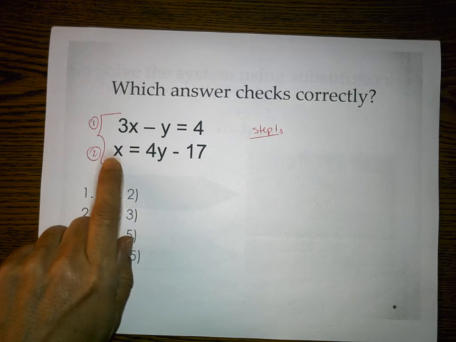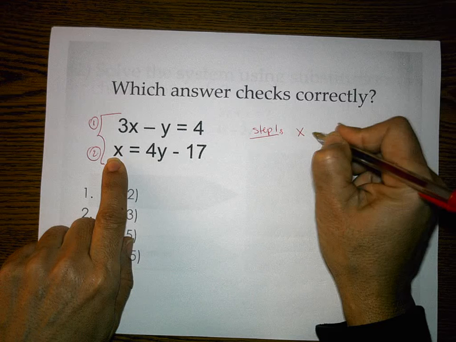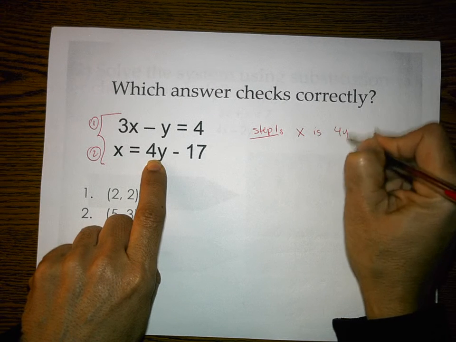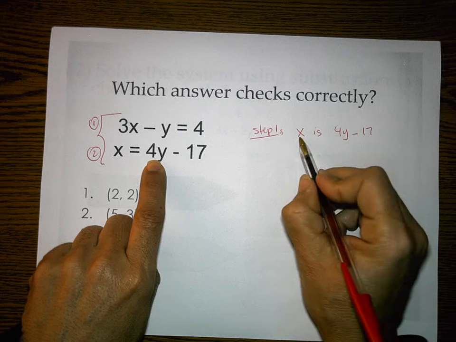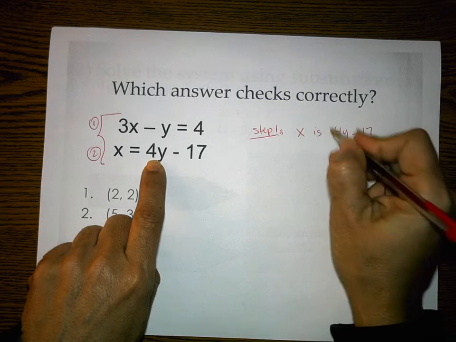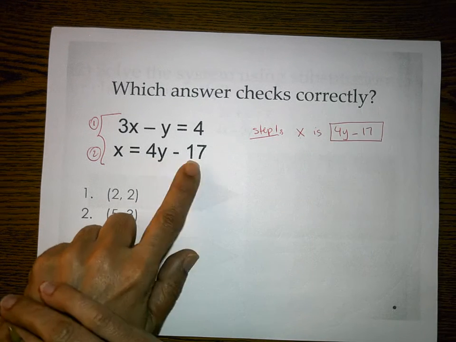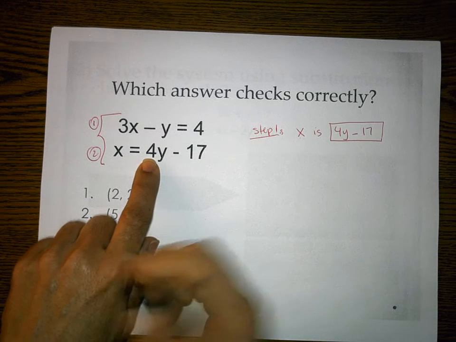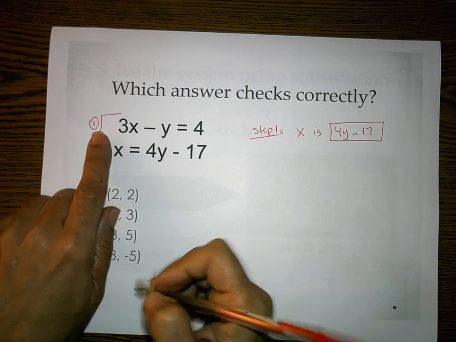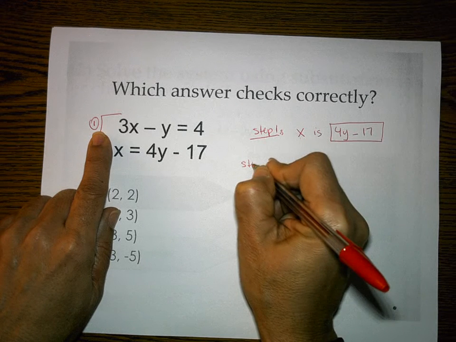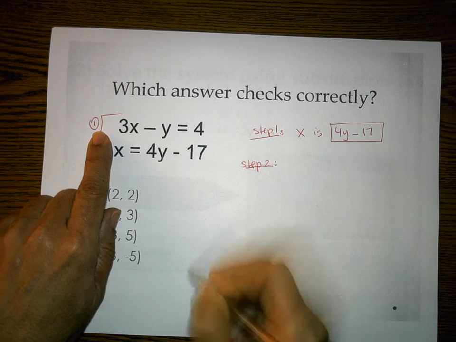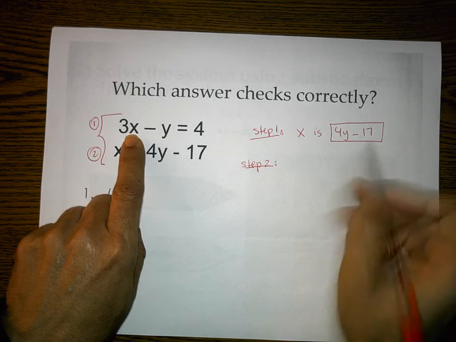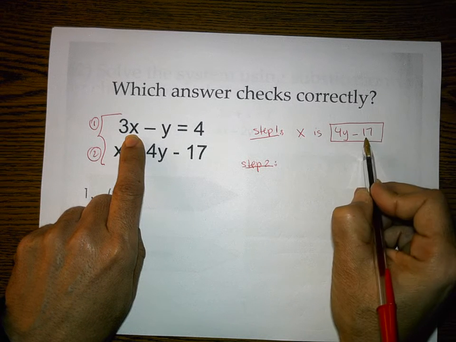X is by itself. Then I'm going to use it. X is the same as 4y minus 17. So in the place of an x, I am going to use 4y minus 17, because that's what x is, okay? Then I'm going to come to equation number 1, which is my step 2. Step 2, I'm going to pick equation number 1, and instead of the x, I'm going to write 4y minus 17.